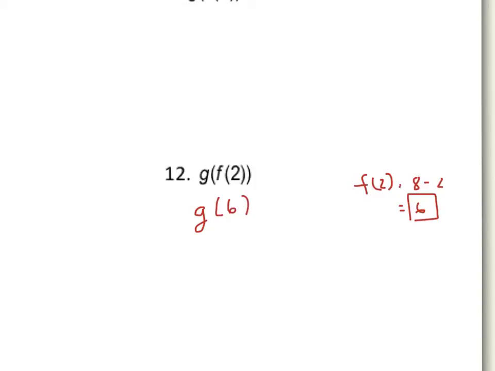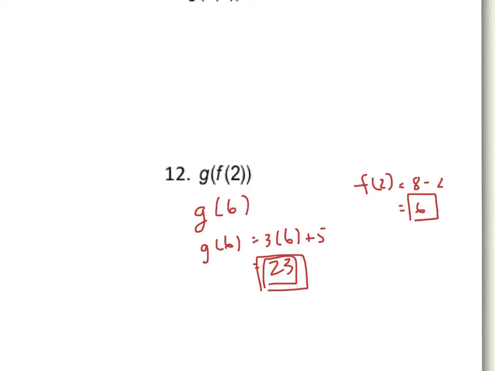Well, since g of x was 3x plus 5, g of 6 would be 3 times 6 plus 5. So that's 18 plus 5. So the answer to this question is 23.